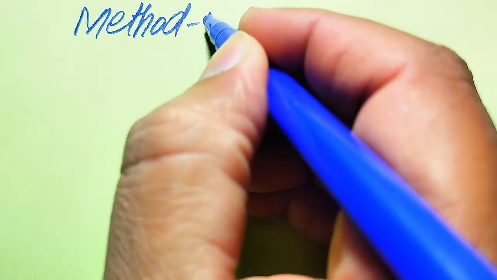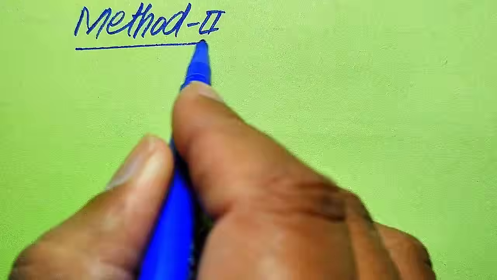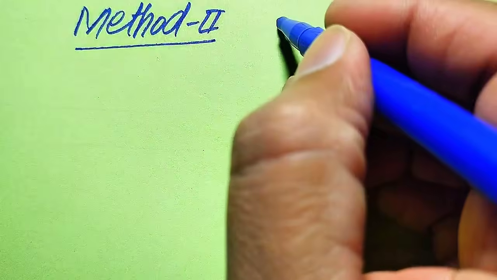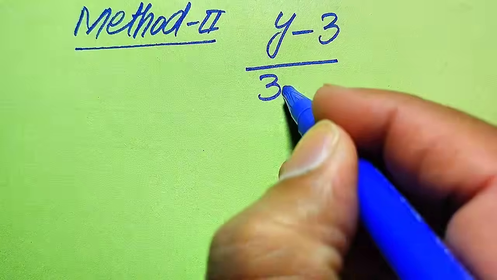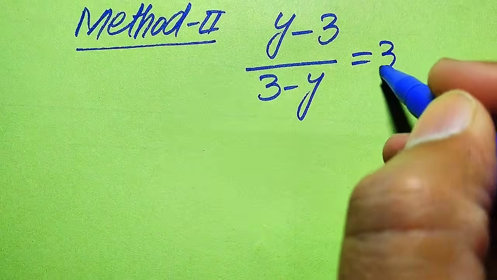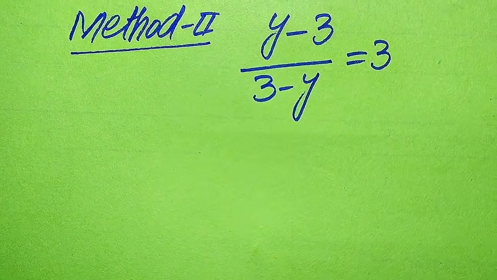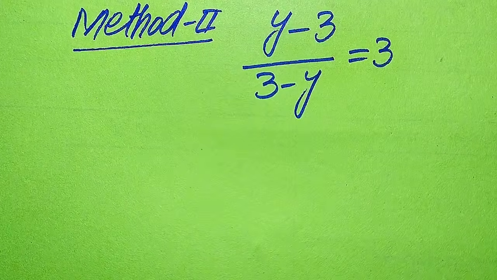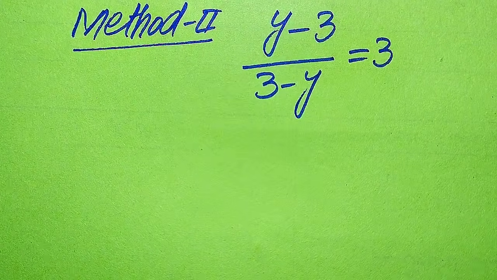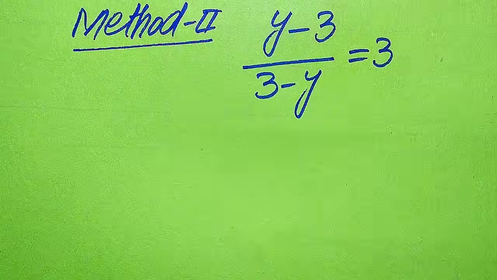And now we move towards our second method. In the second method we copy down the given question statement, which is (y minus 3) divided by (3 minus y) is equal to 3. Here in this method we just quickly find the values of y. This is the very quickest method.